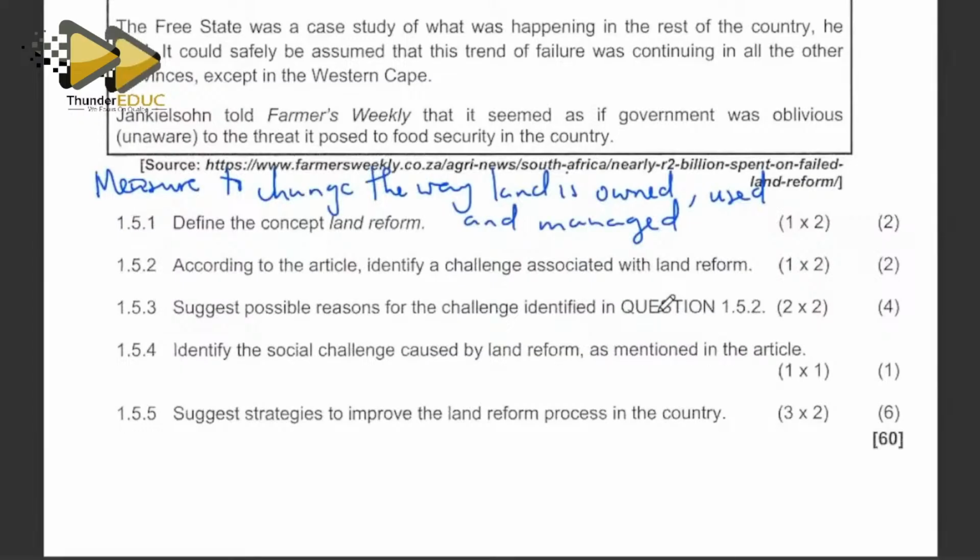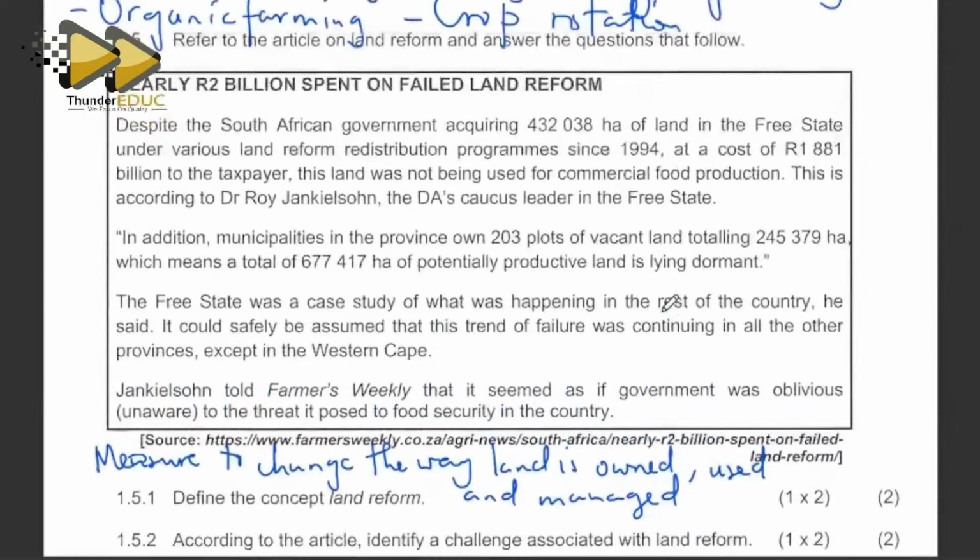According to the article, identify a challenge associated with land reform. Right, we go to the extract. The challenge is here. It says in the Free State under various land reform distribution programs since 1994 at a cost of 1,881 billion to the taxpayers, and this land was not being used for commercial food production. That's the challenge. The government had spent so much money to acquire land and also redistribute the land, but the land is not being used for commercial food production.